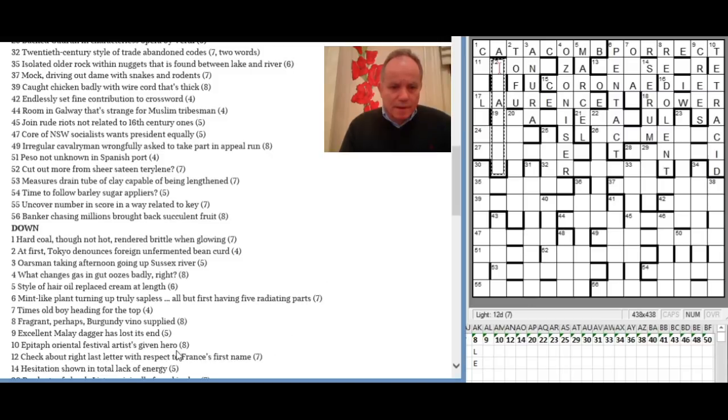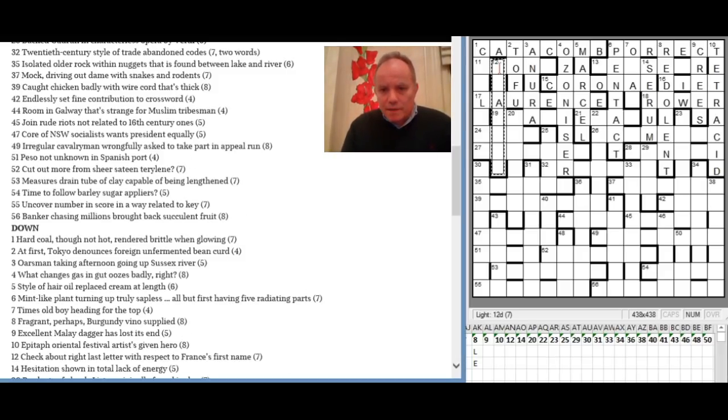12 down. Check about right. Last letter with respect to France's first name. Name could be the definition. Or even first name. Check could be CH. About could be A. Right could be R. Last letter... See, I'm thinking Charles now. Why would last letter with respect to France's first be L-E-S? Or is there another name beginning Char? Don't know. I like it, though.